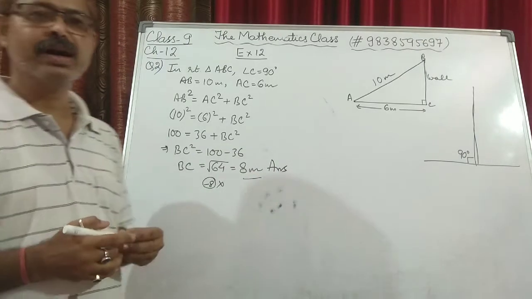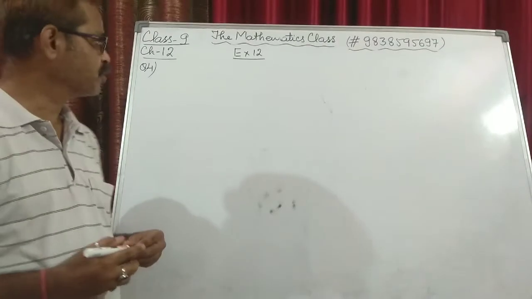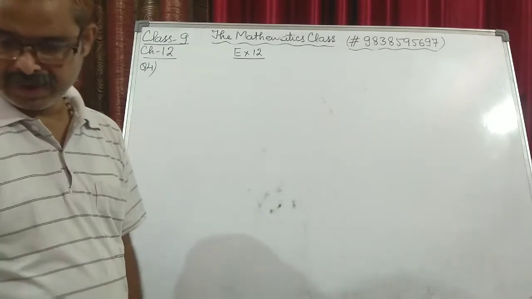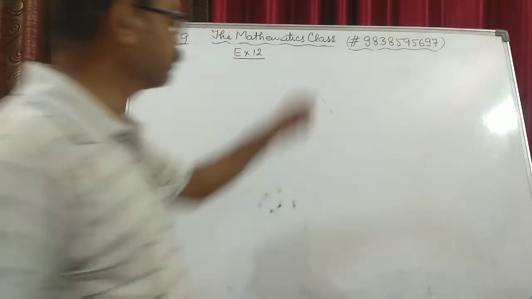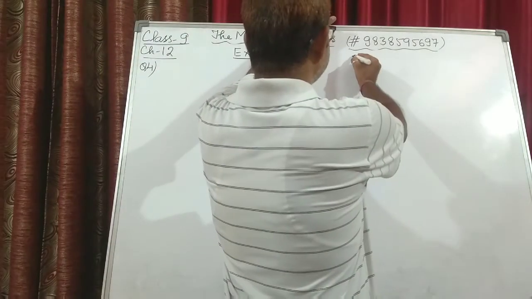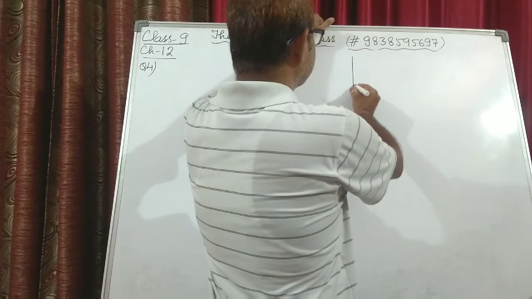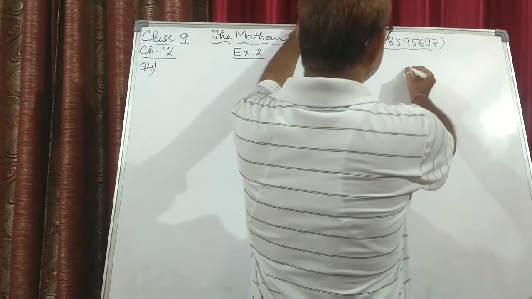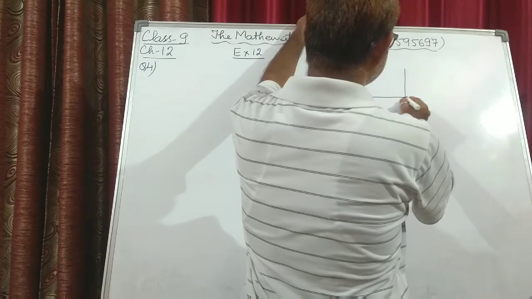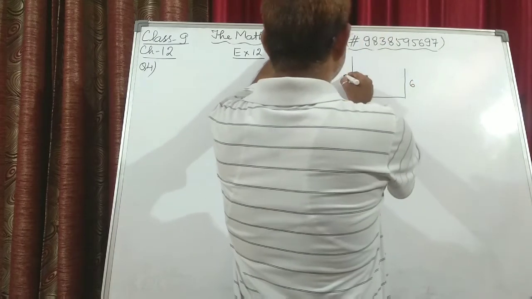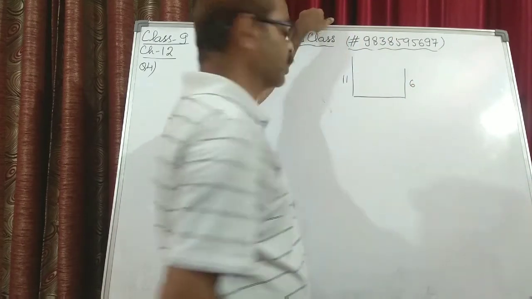Now we move on to the next question, question number 4. They say two poles of height 6 and 11 meters stand on a plain ground. Let us say this is a pole and this is a pole. One of them is 6 meters and the other is 11 meters.